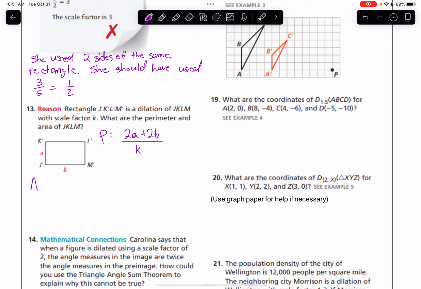For the area, I would take the area by doing the length and width. If I was doing the length of the old shape, that would be A divided by K. If I was doing the width of the old shape, that would be B divided by K, since those scale factors make those sides that many times longer. And A over K times B over K will give me AB over K squared. So AB over K squared is the expression that represents the area of JKLM.